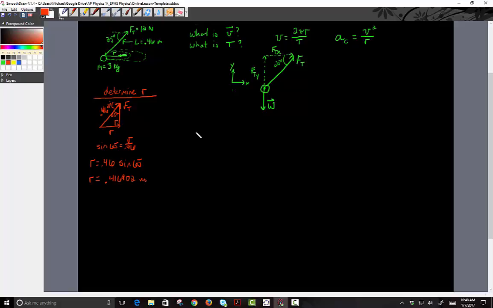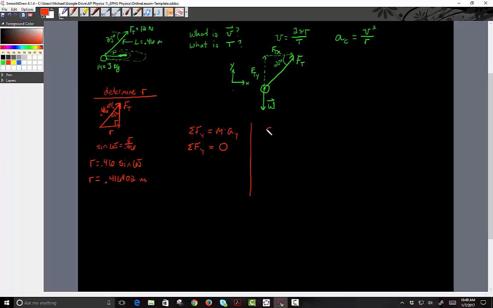We could say that the sum of the forces in the y direction is equal to the mass times the acceleration in the y, but the acceleration in the y is 0. So the sum of the forces in the y is equal to 0. And I don't think there's any need to go on with that. We know that this is going to be the opposite of the weight. So now let's go over to x and see what's going on.